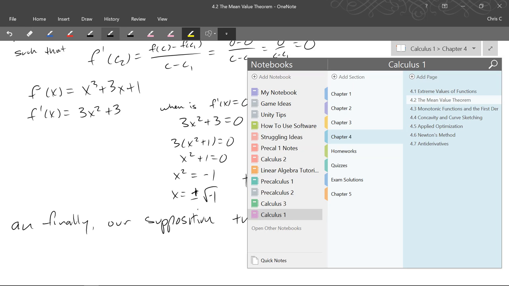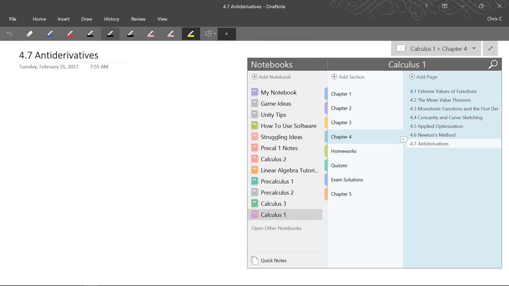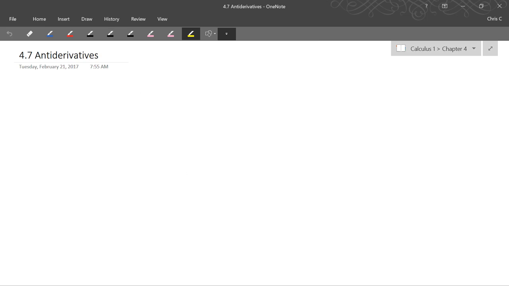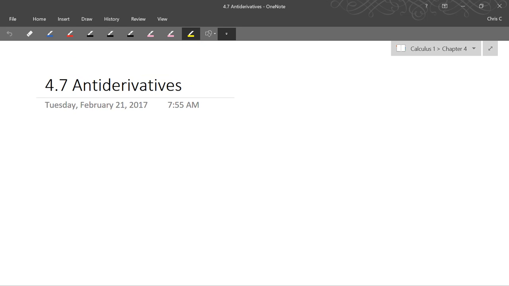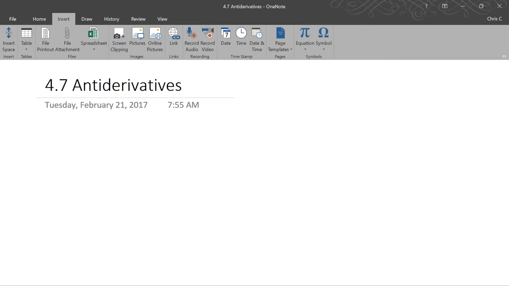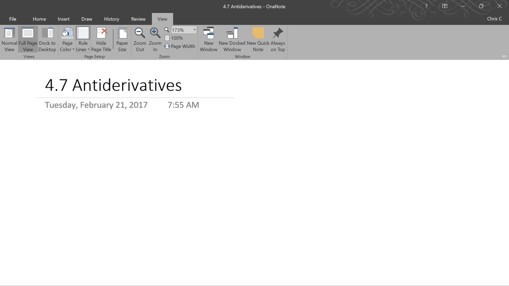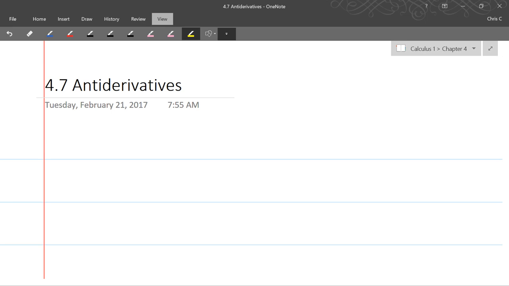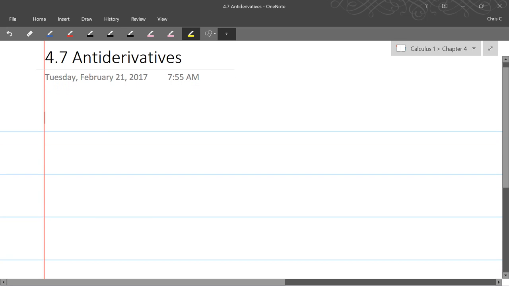So we go from the most confusing problem to what at least will start out as relatively easy. So it's a scary word, antiderivatives. Let's start with the definition.